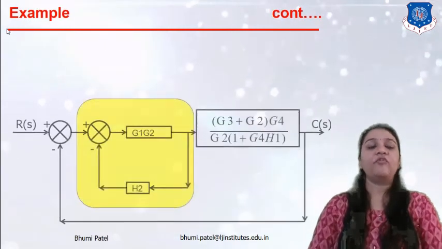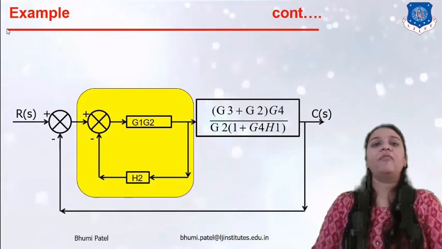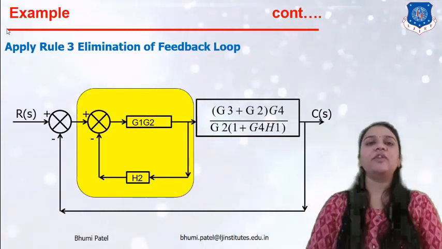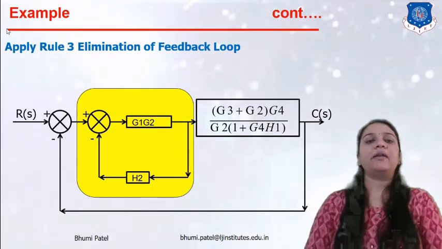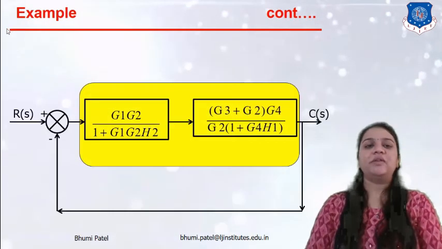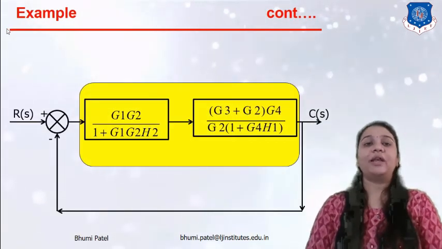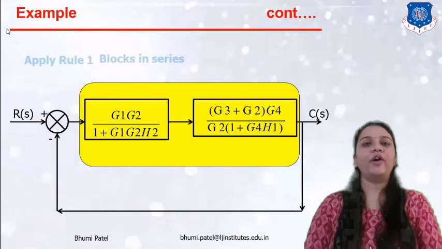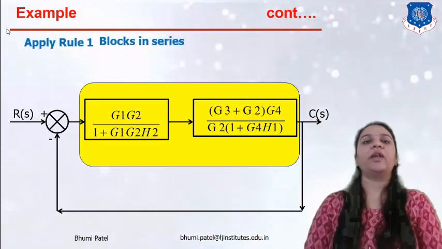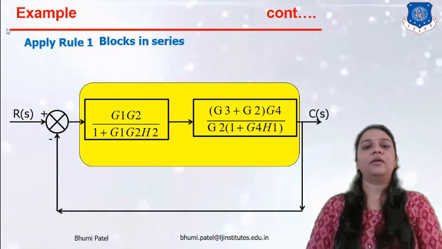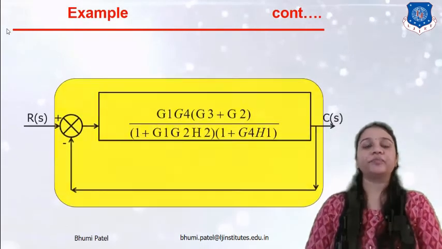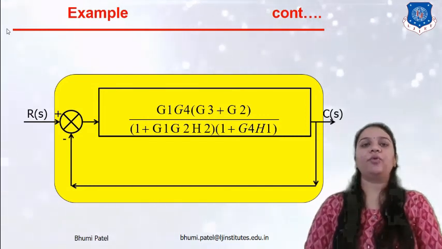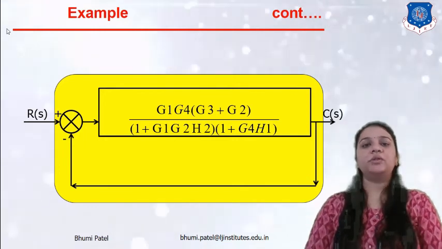Okay, and after that for the block G1, G2 and H2 we can apply rule number 3, elimination of the feedback loop, and the sign of the feedback is negative. So the answer is like that, G1 G2 upon 1 plus G1 G2 H2. Now here you can see that both the blocks are connected in series connection. So we can apply rule number 1, block in series connection. So we can multiply the block gains, and the block value is like that: G1 G2 in bracket G3 plus G2 upon 1 plus G1 G2 H2 in another bracket, 1 plus G4 H1.